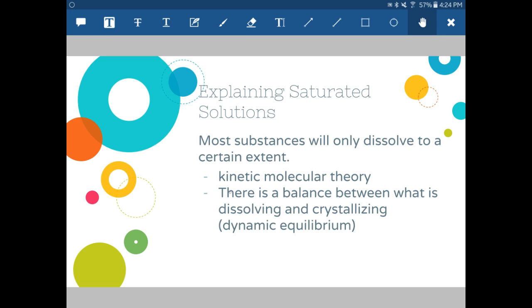So, we have to look at kinetic molecular theory, which we've talked a little bit about when we talked about gases. We're talking about the vibration of particles or the movement of molecules. Okay? And we have a balance between what we call dissolving and crystallizing. So we have this process of dynamic equilibrium.